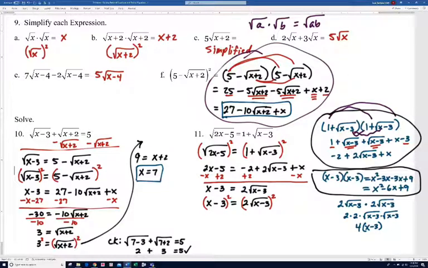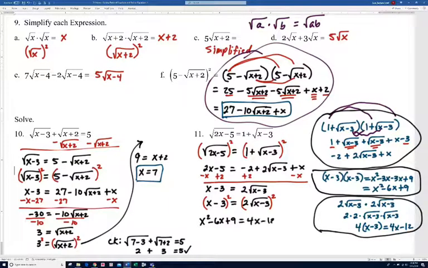Now you do need the parentheses there because it's 4 times that binomial. And so we're going to get 4x minus 12. So let's go ahead and on the left we'll plug in our x squared minus 6x plus 9. On the right we'll plug in our 4x minus 12. Notice we have a quadratic equation, so we want to get 0 on one side and everything else on the other side. So let's subtract 4x on both sides and add 12 to both sides. We're going to get x squared minus 10x plus 21 equals 0.